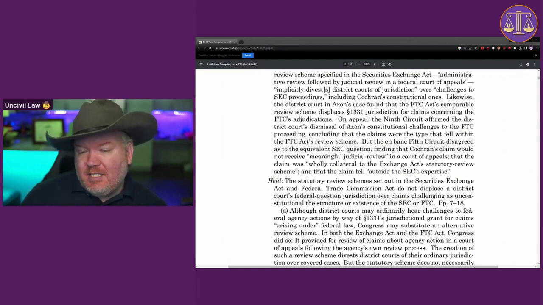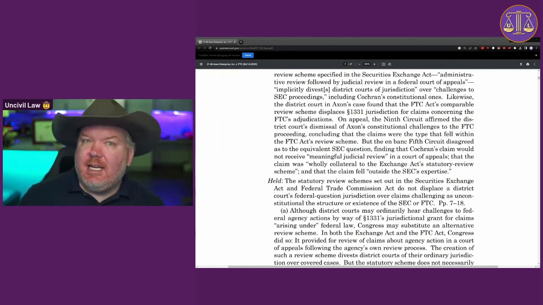The district court in Axon's case found the FTC Act comparable with the review scheme as it relates to that statute. On appeal, the Ninth Circuit affirmed the dismissal, concluding that they're the same type that fell within the FTC's, but the Fifth Circuit disagreed as it relates to the SEC. So these were different cases in different circuits. The Ninth Circuit said, no, the district court was right. The Fifth Circuit said, no, the district court was wrong.